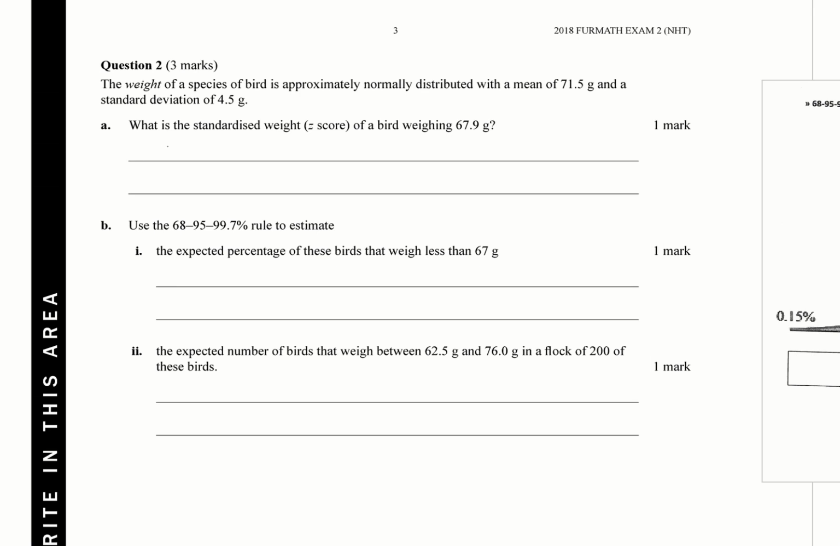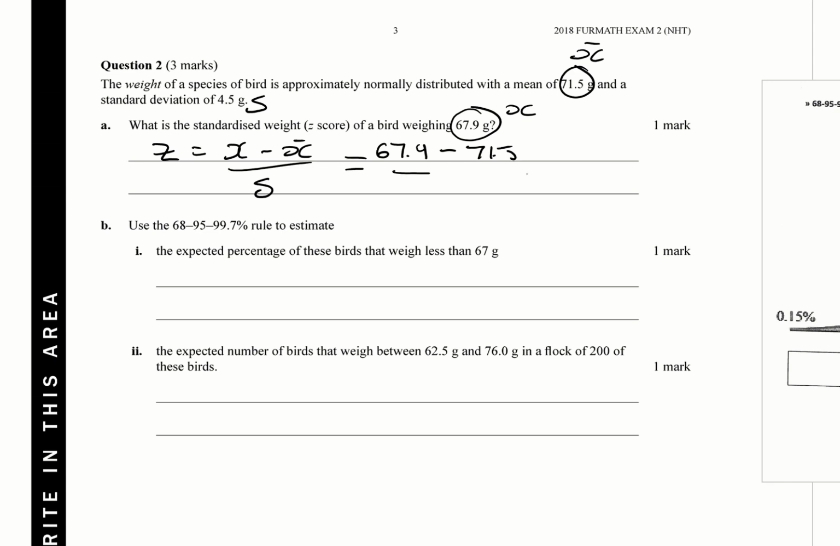So the formula you need here is Z equals X minus X bar divided by the standard deviation. So X in this case, this is X, this is X bar, and this is S, the standard deviation. So we're going to go 67.9 minus 71.5, divide that by 4.5, and that will give us a value of negative 0.8. And that's all you need for a question like that.